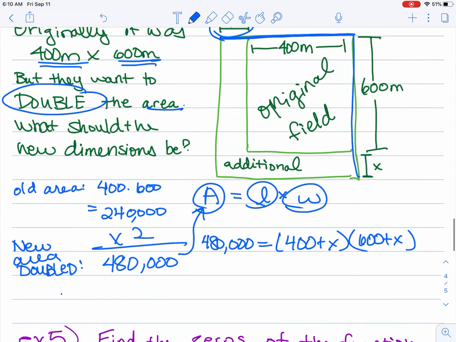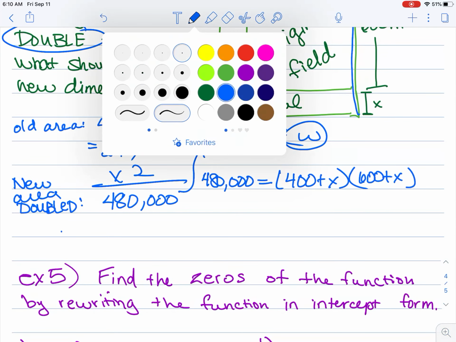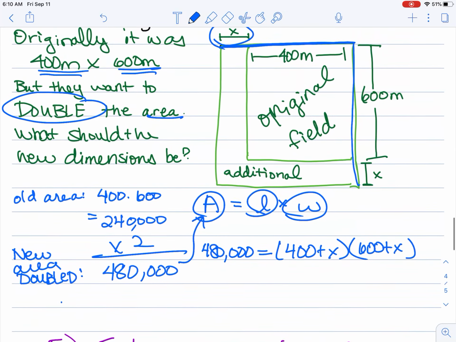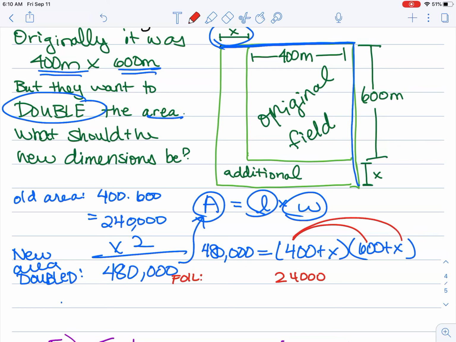So what's going to happen is we're going to need to use FOIL for this first. Here we go. We're going to FOIL this. First, outer, almost forgot a 0, and inner, and last, okay?